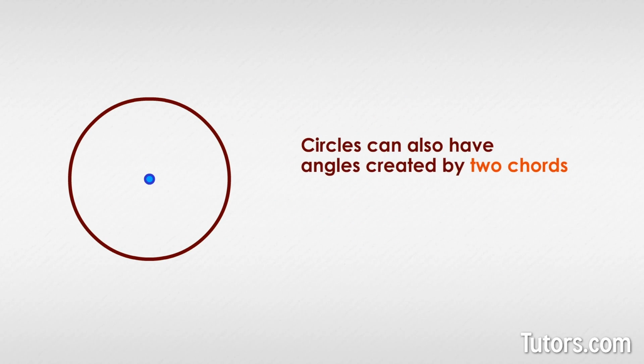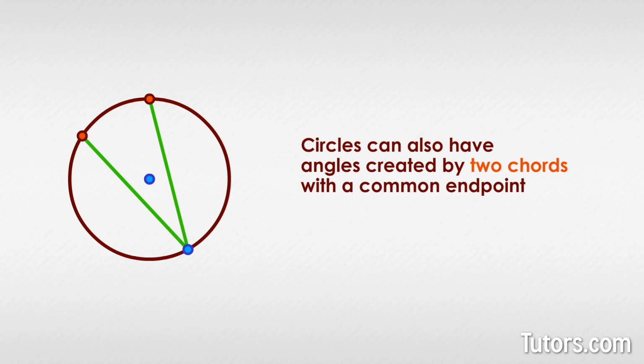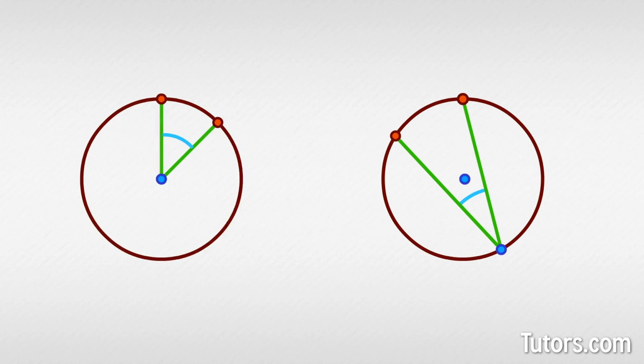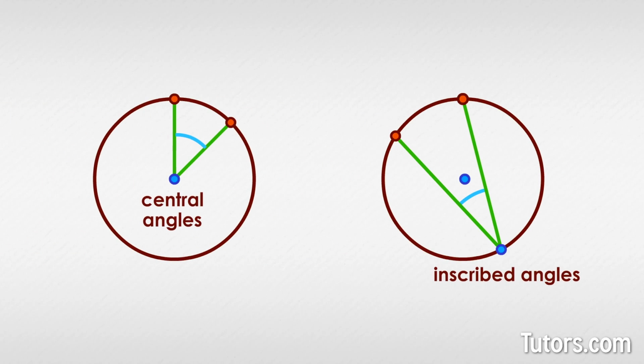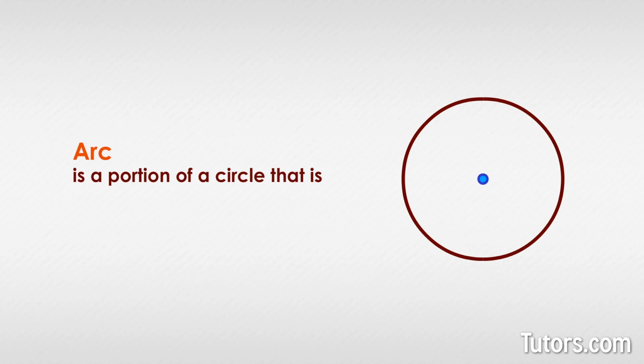Circles can also have angles created by two chords, line segments with endpoints on the circle, with a common endpoint on the circle. These angles are called inscribed angles. Both central angles and inscribed angles create major and minor arcs. An arc is a portion of a circle that is less than the entire circle.